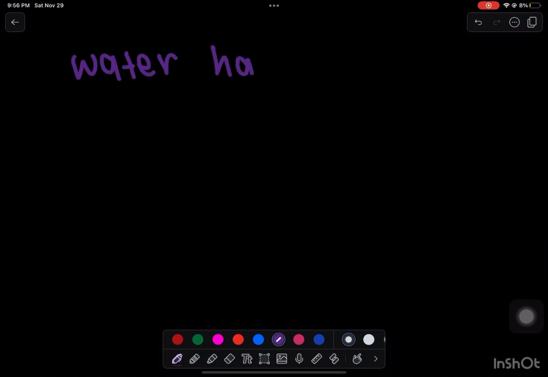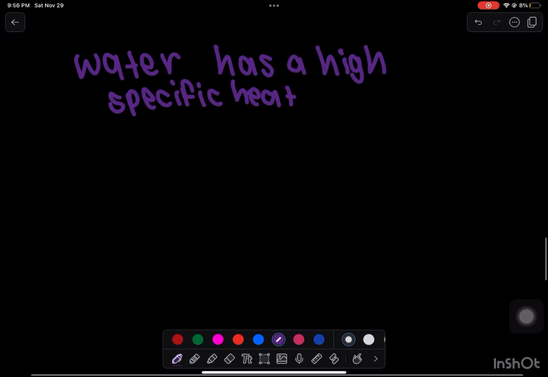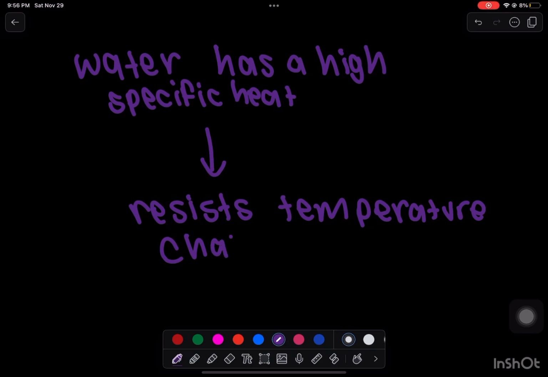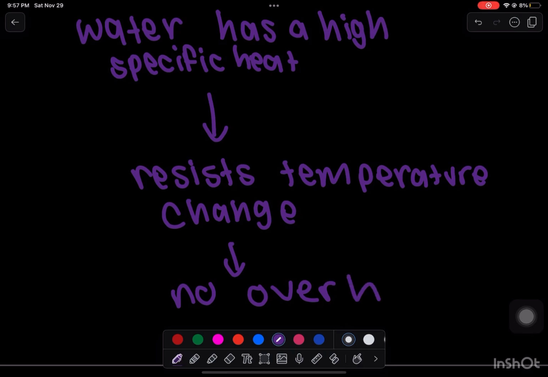Also, water has a very high specific heat, meaning it takes a lot of energy to raise its temperature. So oceans, lakes, and other bodies of water tend to stay more stable in temperature. Water also has a high heat of vaporization, meaning it takes a lot of energy for water to evaporate. That's why sweating cools you down, because when sweat evaporates, it removes heat from your skin. So basically, water resists temperature change, like it says on the screen right now.